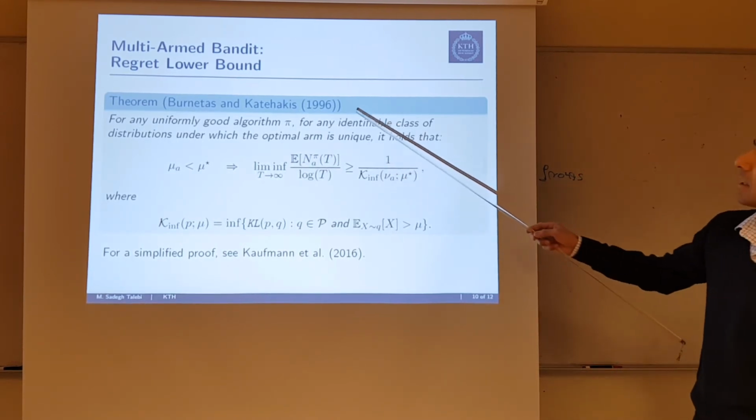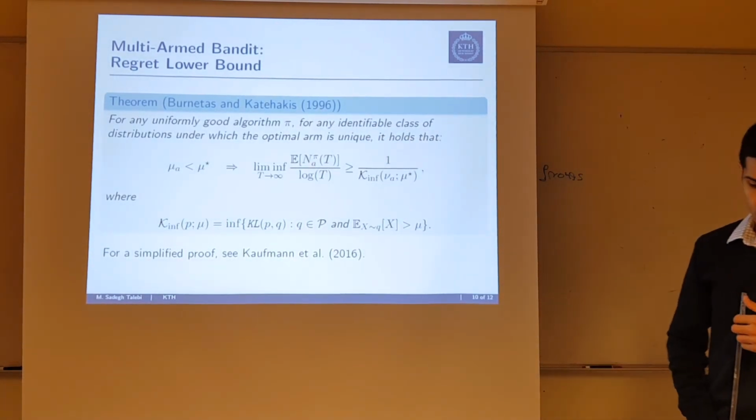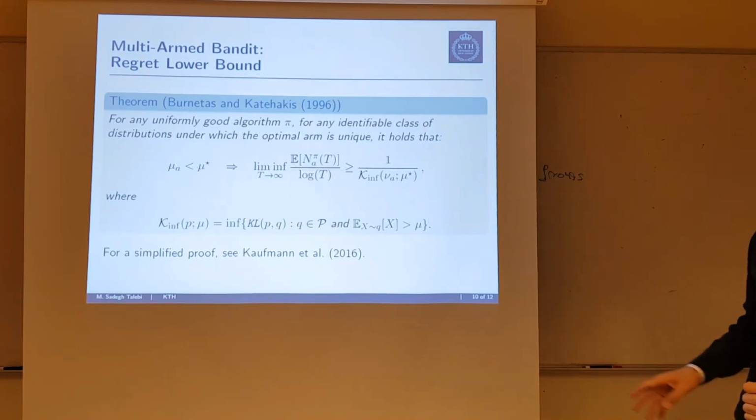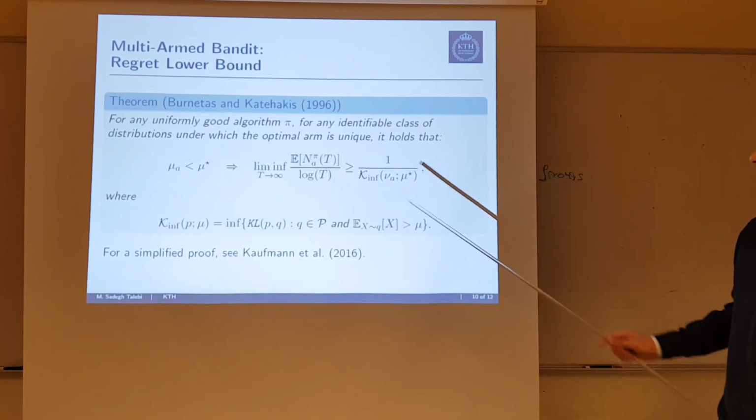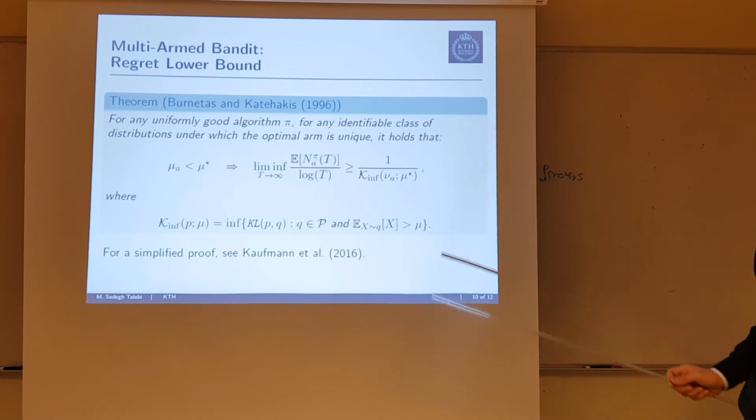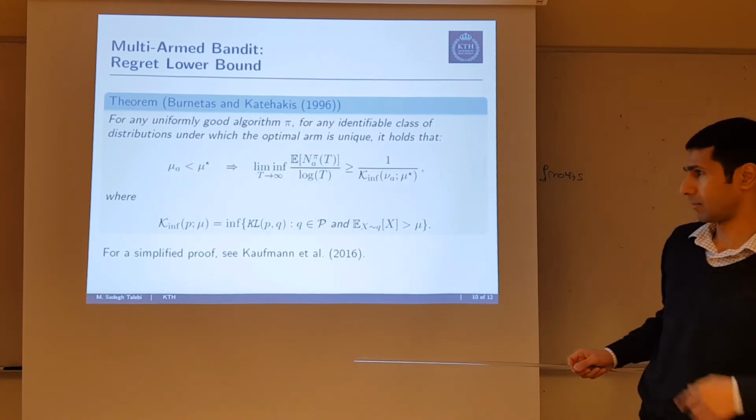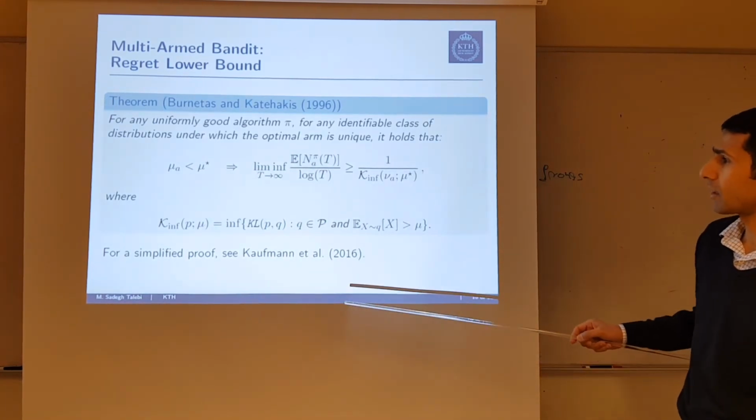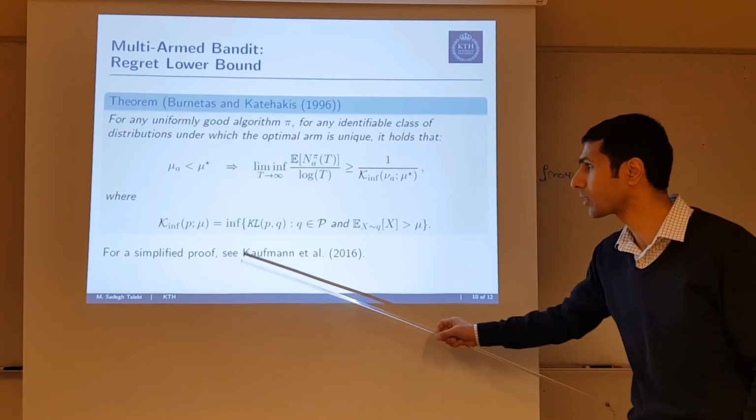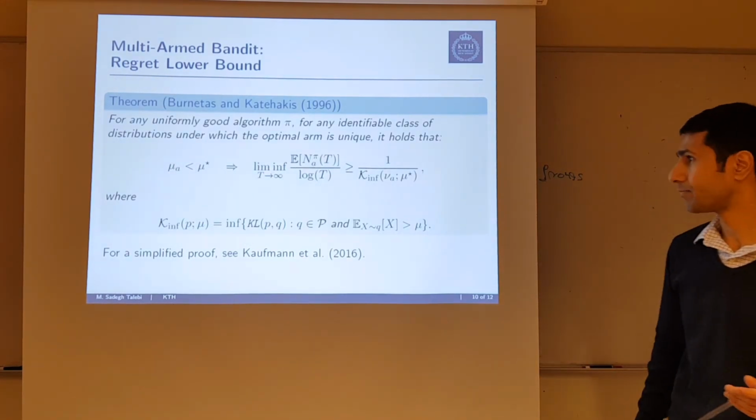The proof that appeared in Burnetas and Katehakis, as well as the proof of Lai and Robbins, rely on this so-called change of measure argument, which is a very nice technique, and we do it here on the board. Basically, the proof follows from the ideas originally established by Lai and Robbins. But since now a lot of people have studied this problem, in the paper by Kaufmann et al. in the Journal of Machine Learning Research 2016, you can look at the simplified proof of this theorem, which also gives a simplified proof of Lai and Robbins.